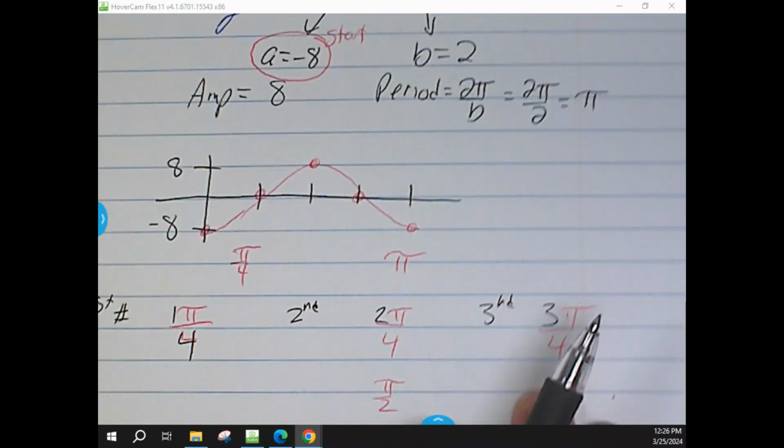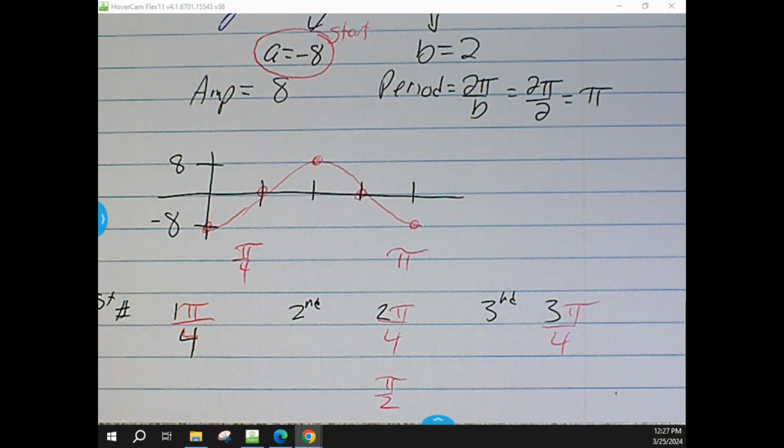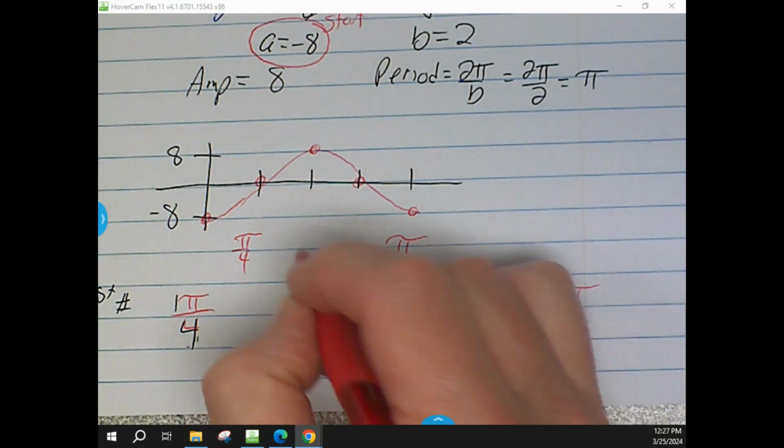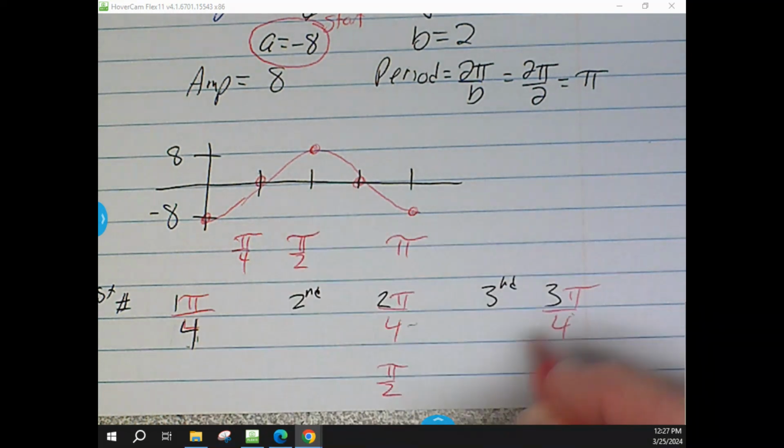I thought whenever you're trying to find the second number, you've been doing 2 pi over. Okay, so then we've got 2 pi over 4, which was pi over 2, and that was just 3 pi over 4.